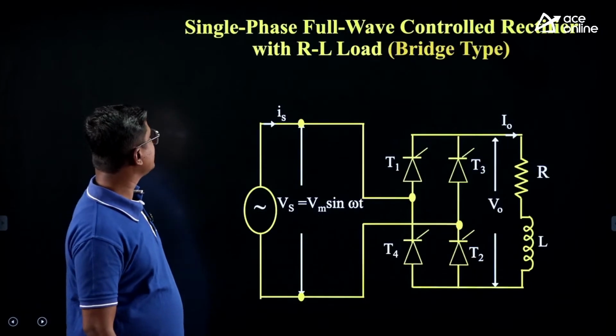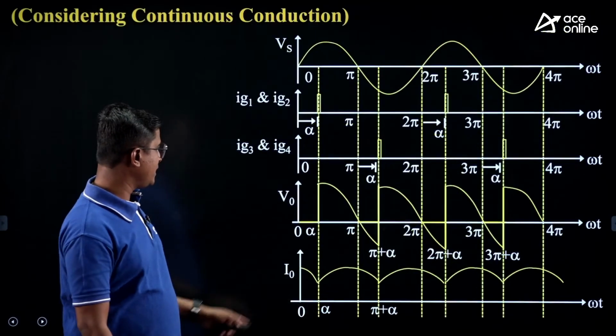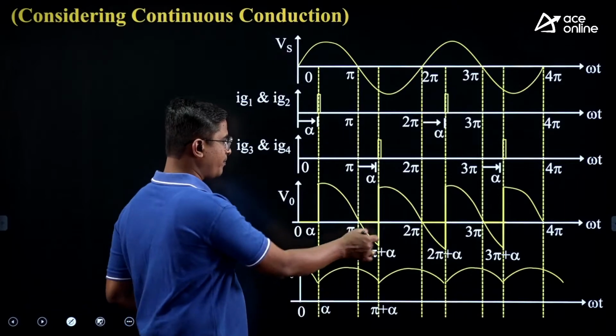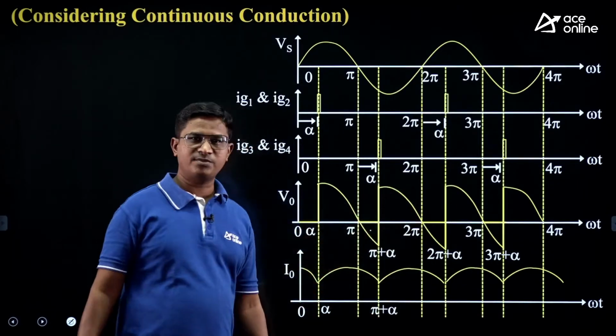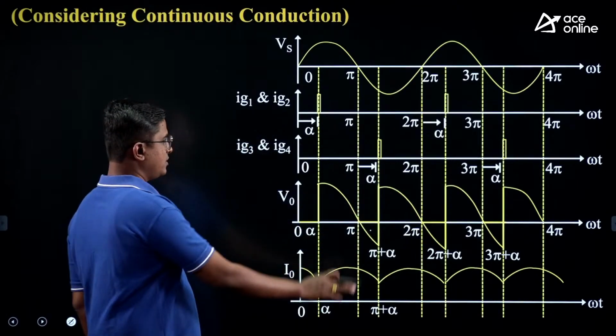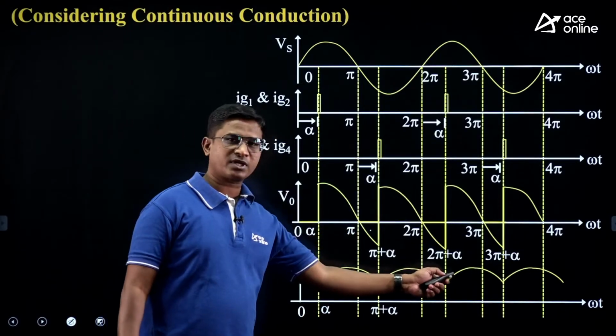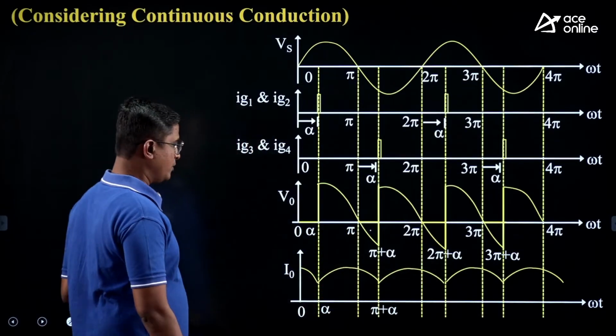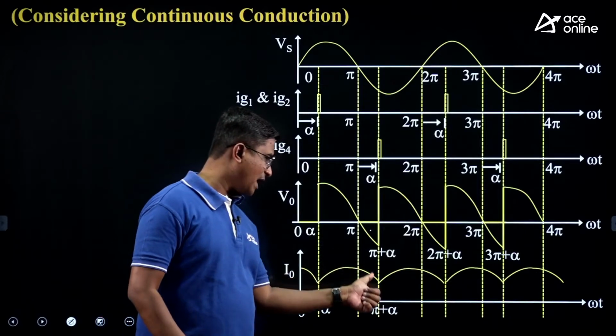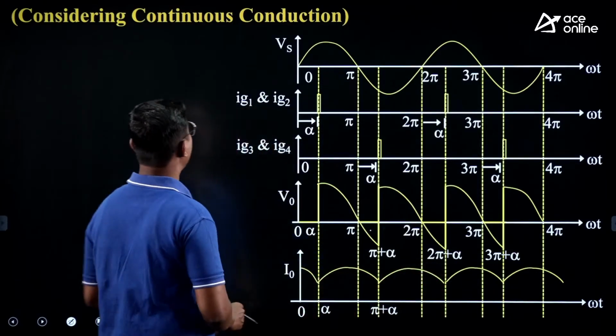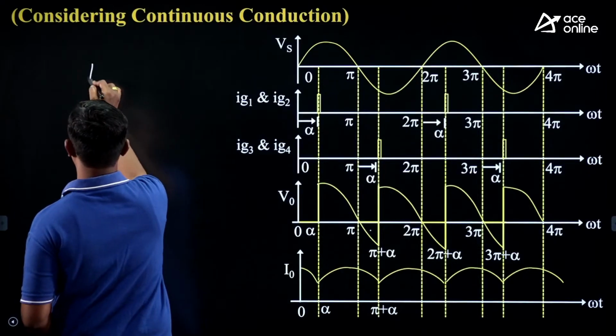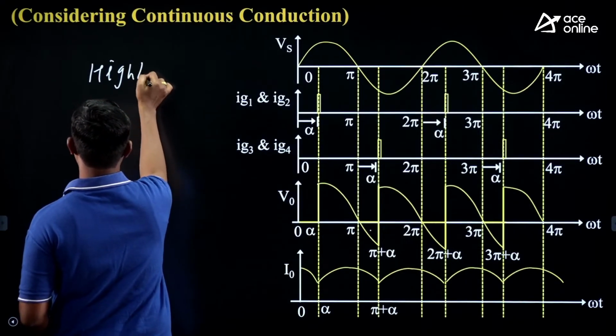Next, RL load. If I use RL load, then I am getting this type of small negative pulse, because of that my output voltage decreases. Now this type of conduction is known as a continuous conduction. Sometimes, in the syllabus you don't have this type of I0 waveform. Instead of that you are having highly inductive load type waveform. Sometimes they use the word highly inductive load.